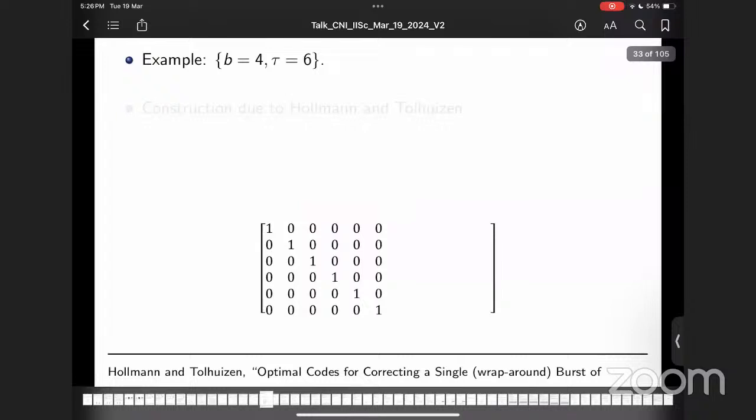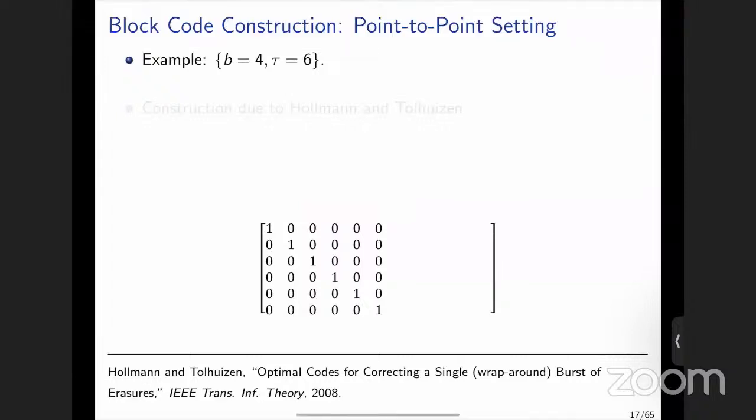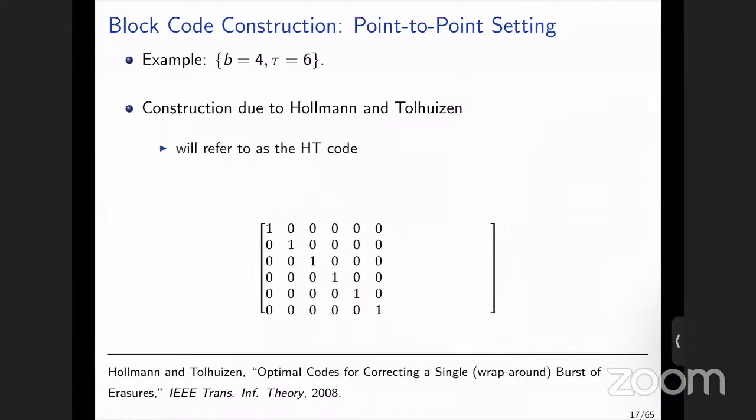So now, how to construct a code which satisfies this property, right? Holman and Tolhuisen basically came up with an explicit construction, and that too over F2. Okay, so we don't need to go to any higher field. We can just play with the binary field itself. So the construction is due to Holman and Tolhuisen, and we'll refer to it as the HT code. Here I'll just explain the construction for this example case: b equal to 4, tau equal to 6.